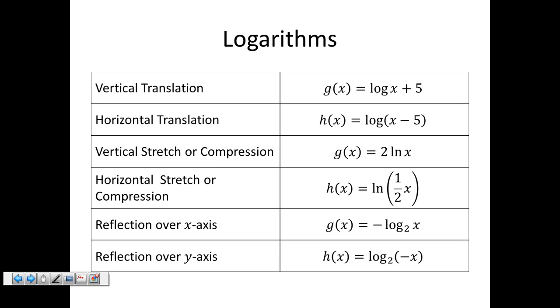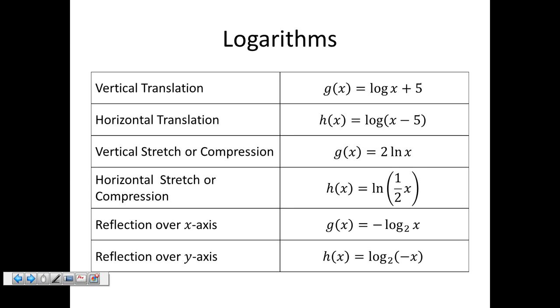Here we see those same changes with logarithmic functions. So I tried to put a variety of logarithms up here. For our vertical translation and our horizontal translations, we have logarithms. These would be log base 10s. For our stretches and compressions, we have natural logarithmic functions. And for our reflections, we have log base 2. But these apply for every single type of logarithm. Doesn't matter what type of base it is.